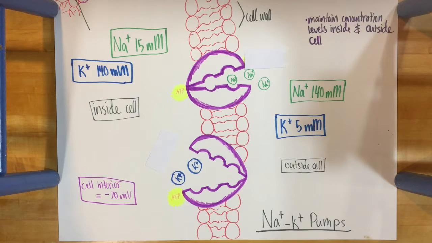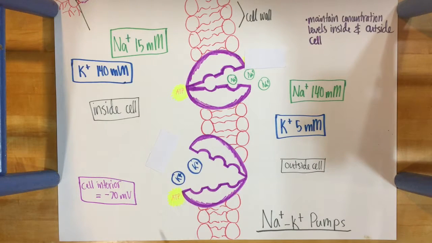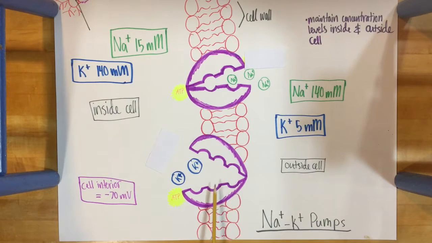These sodium-potassium pumps are working against the concentration gradient, so they require the energy from ATP, which binds at the ends of the sodium-potassium pumps, to pump 3 sodium ions out of the cell for every 2 potassium ions it pumps back into the cell. This returns the cell to its resting membrane potential state.